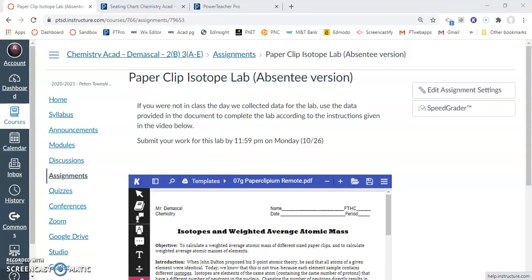So if you are looking at this assignment in the module, you probably weren't here the day that we collected our data for this lab. This is the first lab of the second quarter. This is part of our changes in the atom section of chemistry.